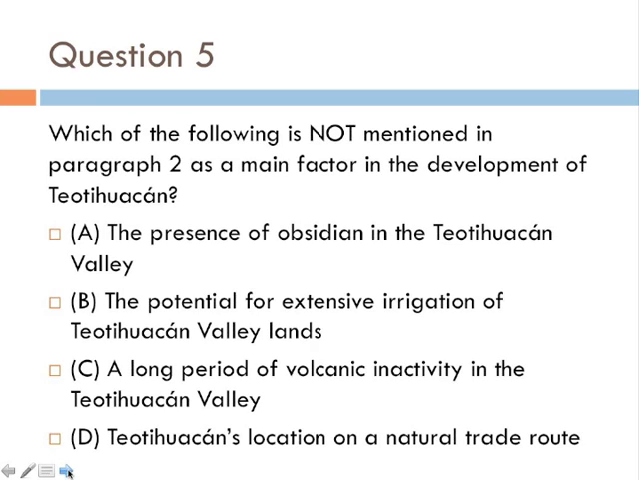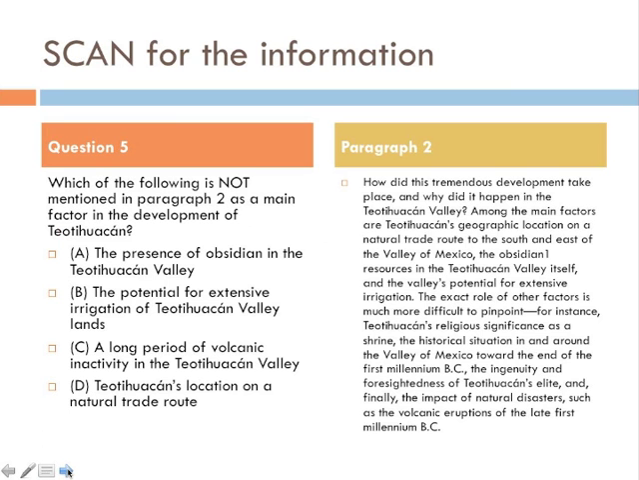Now let's look at question 5. So again, it tells us where to read, paragraph 2, and it does mention the factor in the development of the city. So again, the idea is to figure out which particular piece of information is not present. Well, scan once again in paragraph 2. Where should we begin?